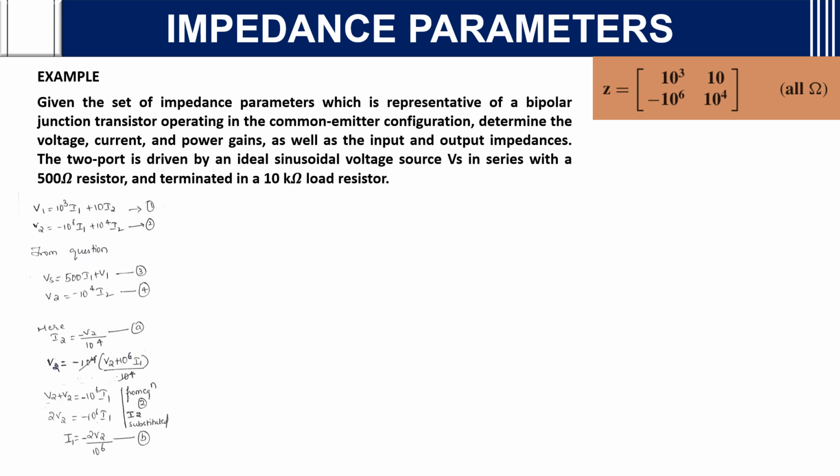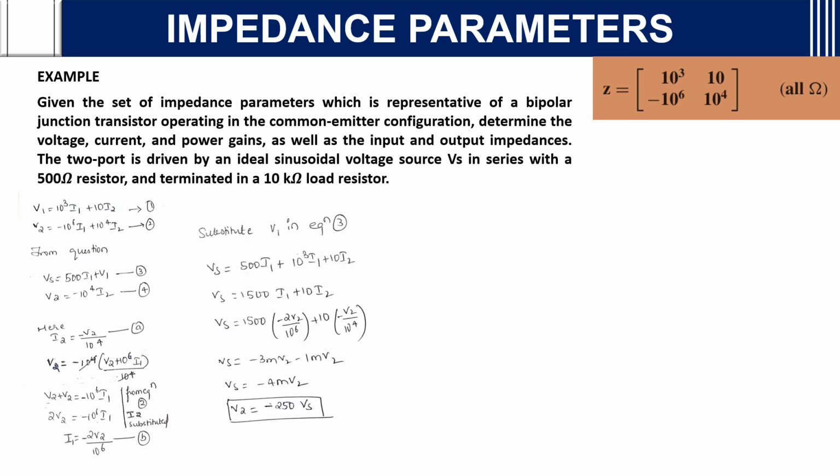So 2V2 is equals to minus 10 power 6 I1. I1 is equals to minus 2V2 by 10 power 6. Then substitute V1 in equation 3. We will substitute this V1 in equation 3. If you substitute, what you will get?